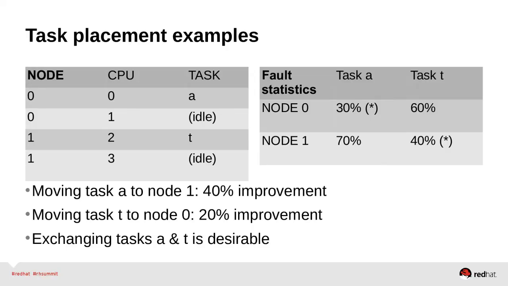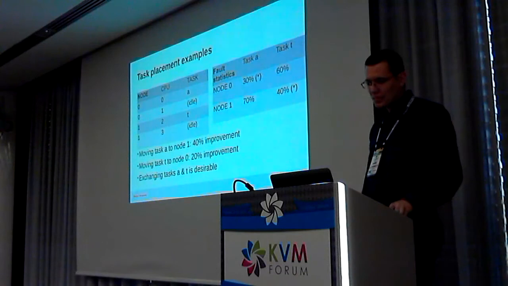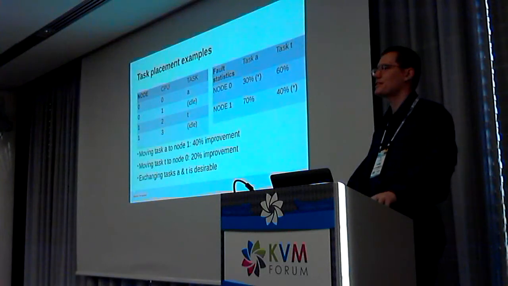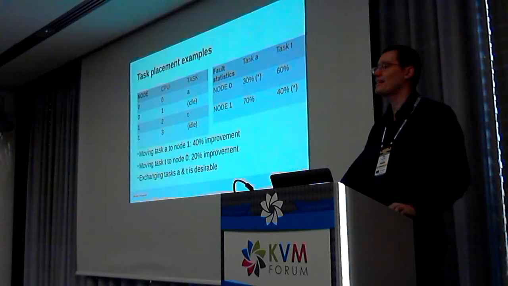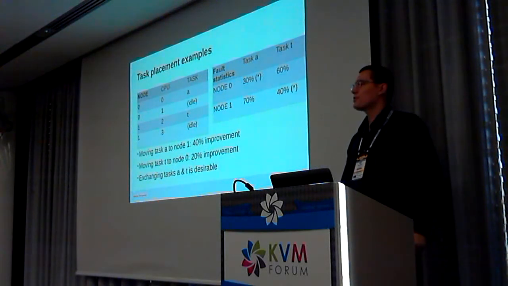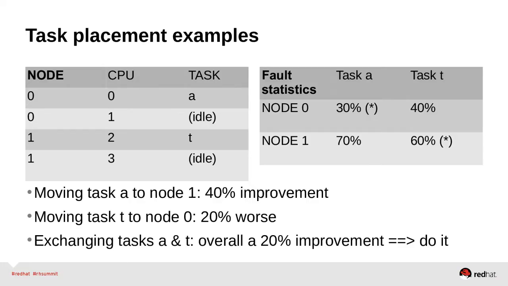Let's make it a little bit more complicated. We have task A, like before, most of its memory access is on node 1, but it's running on node 0. But this time task T is running on node 1, and task T has most of its accesses on node 0. It's again a fairly easy case. We swap the 2 around, and locality improves for both of these. So let's make it a little bit more complicated.